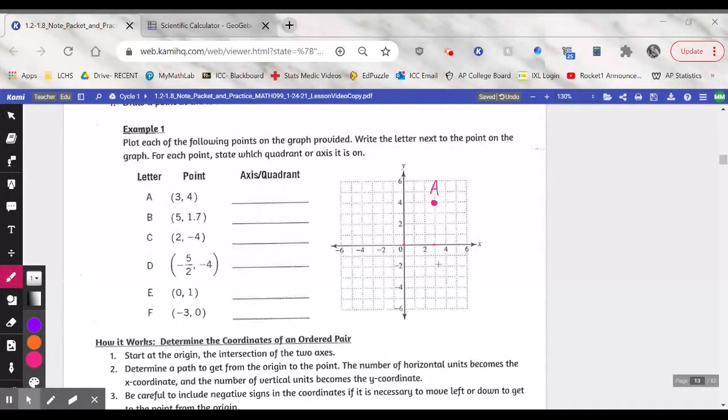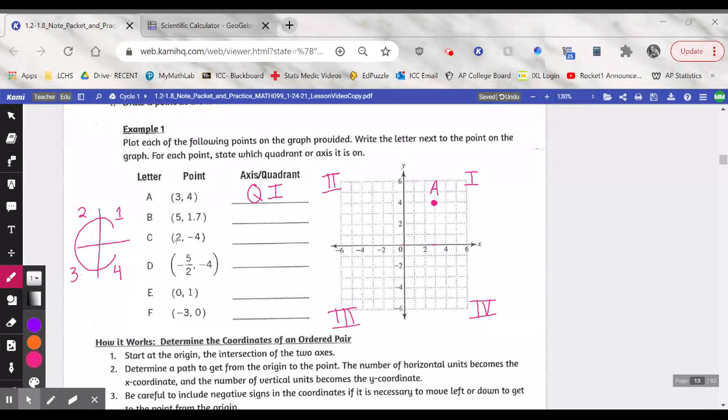Okay, the second part of the problem is to identify the axis or the quadrant that it's in. Remember, you're going to draw your C to remember which quadrant is which. So this one starts with 1, 2, 3, and 4. If you are not comfortable writing your Roman numerals and you just want to write the numbers 1, 2, 3, and 4, that is fine. Don't worry. So this point A is in quadrant 1. So I'm just going to write Q1 to just abbreviate quadrant.